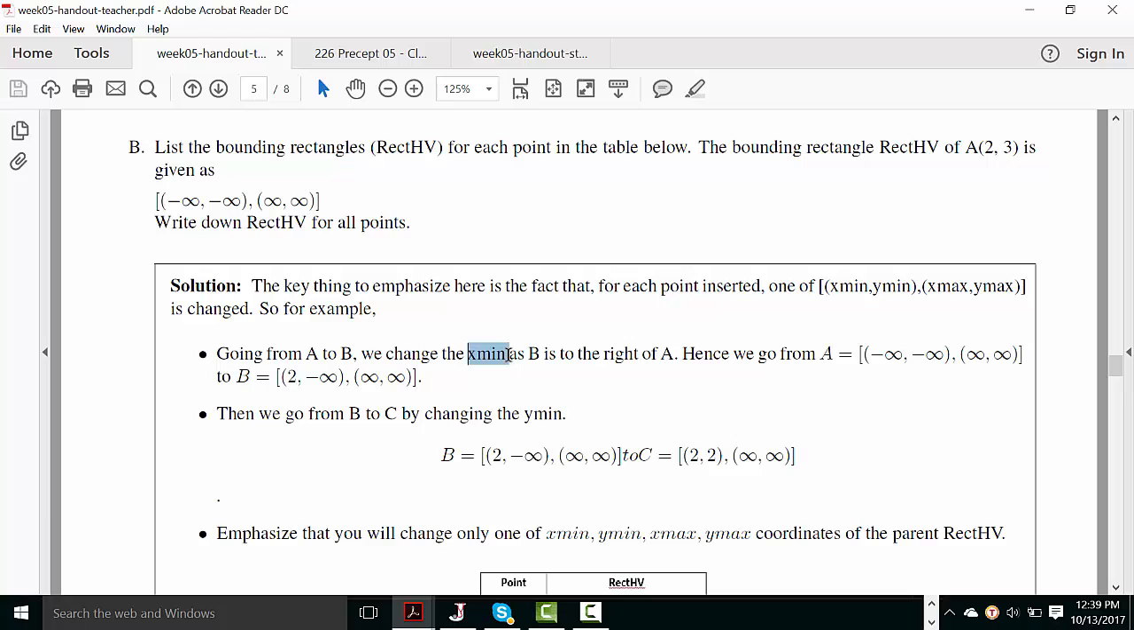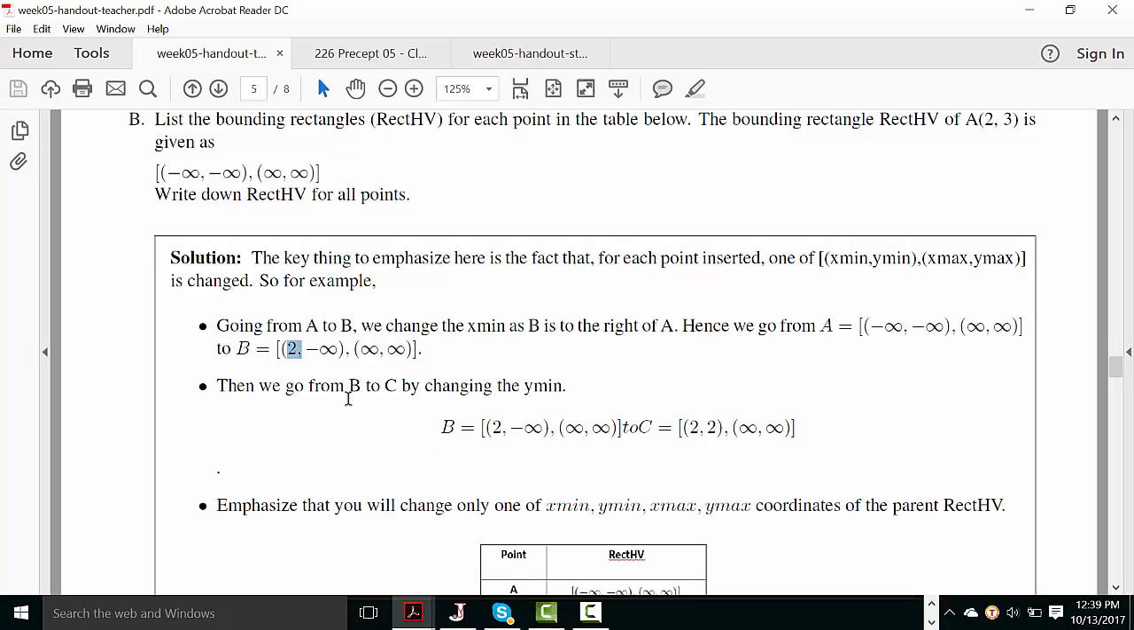So think about the points as x-min, y-min. Think about this as x-min, y-min, x-max, y-max. So there are 2 points that determine the rectangle. Now, because we go to the right, we change the x-min. So what we notice is that we only change one coordinate from the parent. So we change the x-min to the x coordinate of the parent, which is 2.